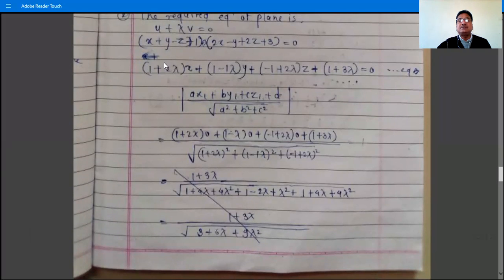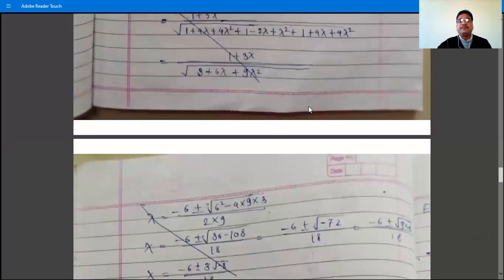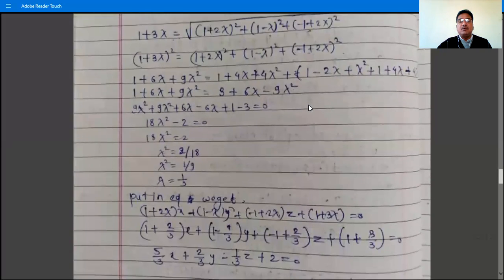So the coefficient of x is 1 plus 2 lambda, y is 1 minus lambda, coefficient of z is minus 1 plus 2 lambda, and the constant is 1 plus 3 lambda, equal to 0. And now what is given? The distance of the origin from this plane is equal to 1. So what do we have? Mod.